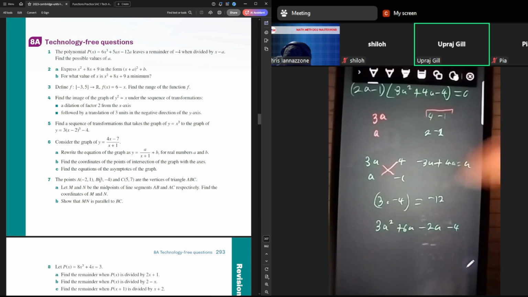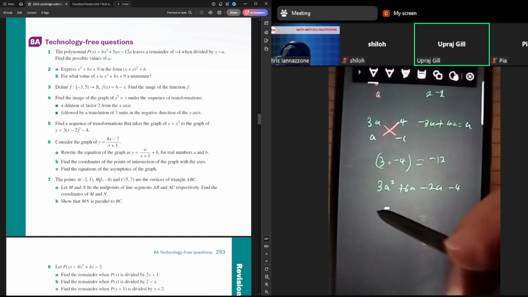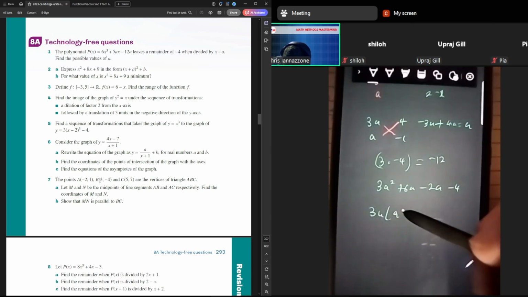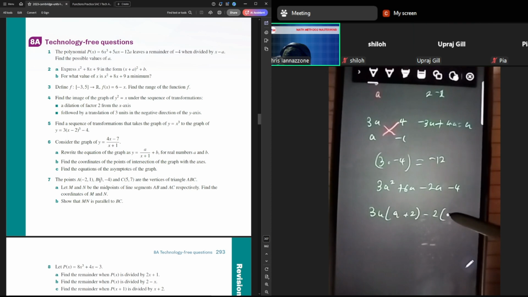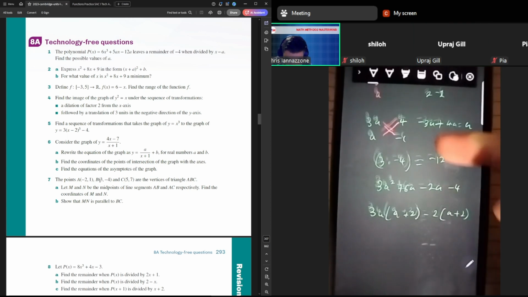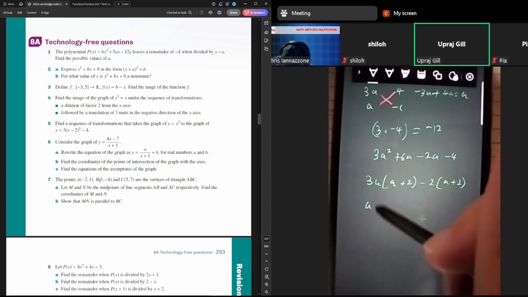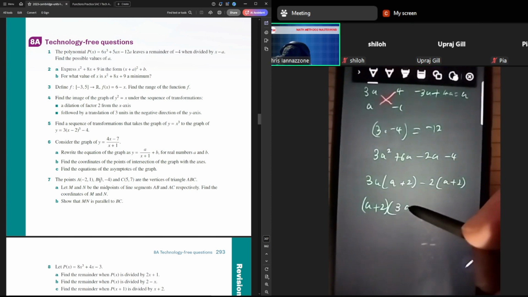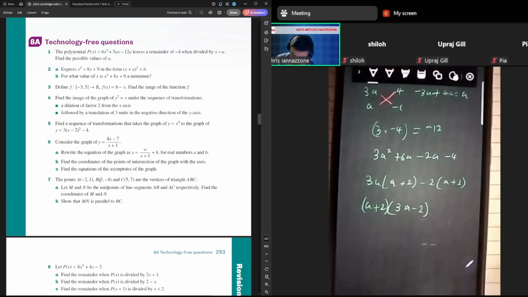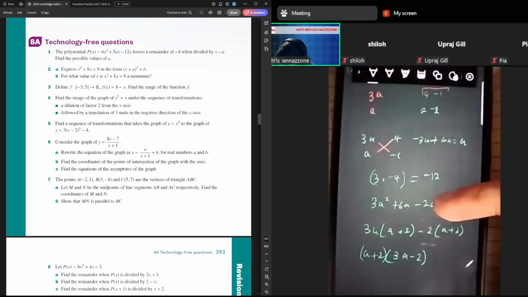So you take out 3a from the first two terms, and then you take -2 out of the second two terms. And then since you've got two common brackets, a plus 2 is one of the factors, and then 3a minus 2 is the other factor. Brilliant. That looks like it works out well. Let's see, is that the answer there? Yeah, you want a plus 2, you want 3a minus 2, and yeah, crushed it.